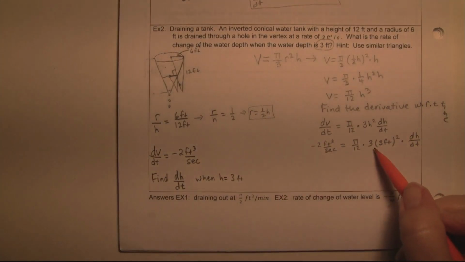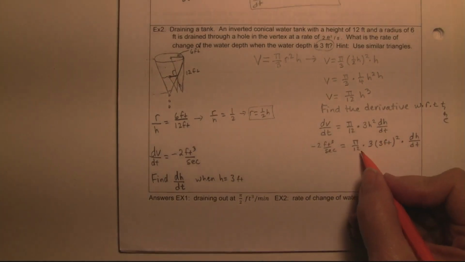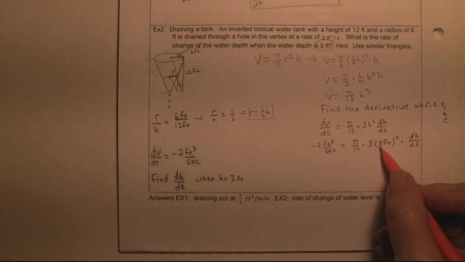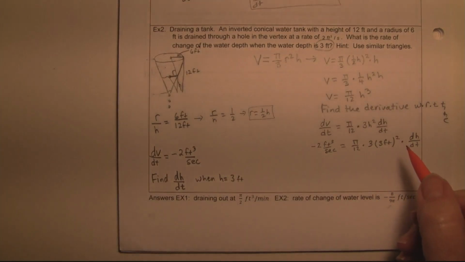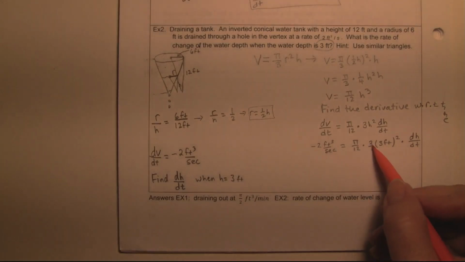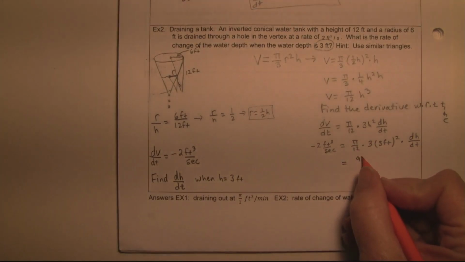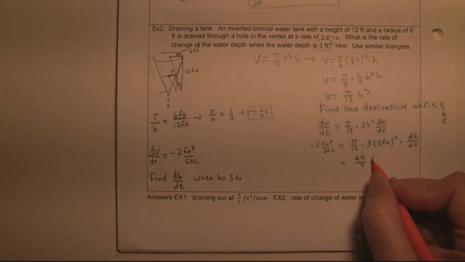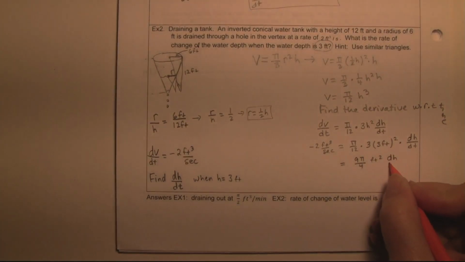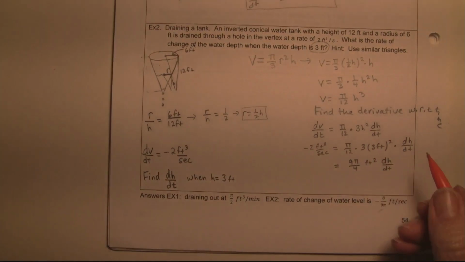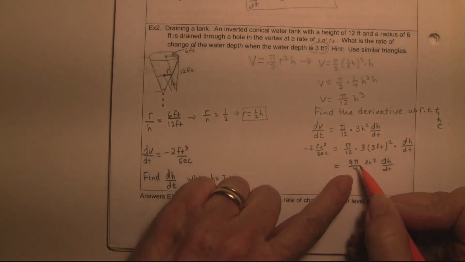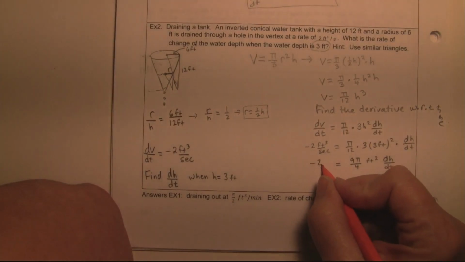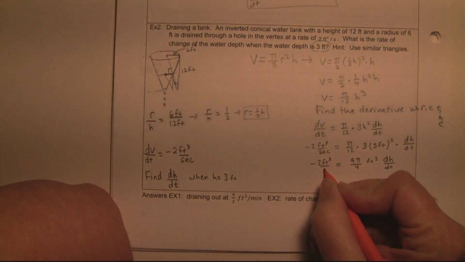So when the dust clears here, the 3 and the 12 cancel with one another, and 3 squared is 9. And so let's see here. This would be 9 pi, the 3 here over 4. And this is feet squared dH/dt. Did I make a mistake there? Make sure, check. The 3 and the 12 canceled and made a 4, and 3 squared was 9, so 9 pi. And then minus 2 feet cubed per second.